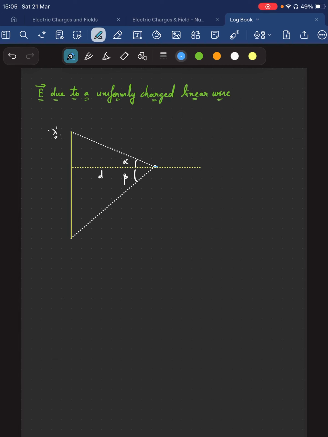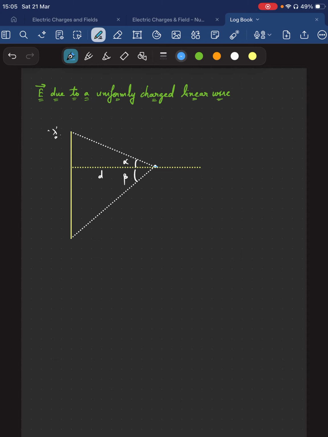Hey guys, so I'd given you this derivation as part of your homework. That is, you had to derive the formula for electric field due to a uniformly charged linear wire. So let me do this derivation here, because the formula we'll be deriving will be useful in many cases in most of your homework questions as well, right? Okay, so let me define the case.